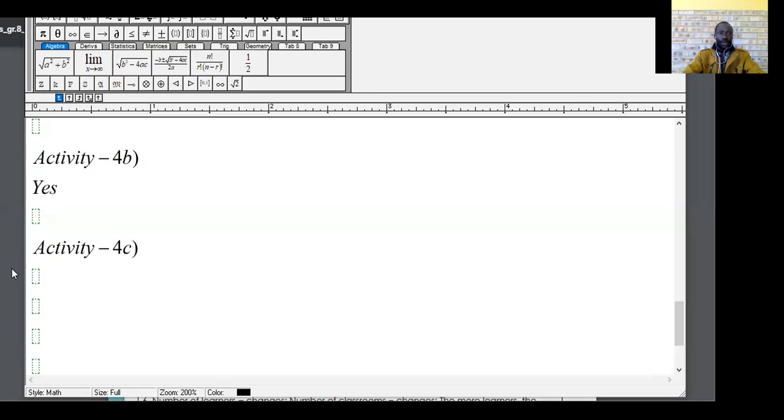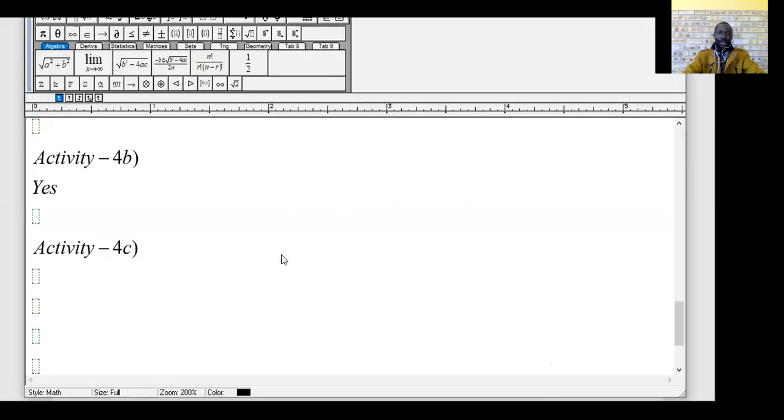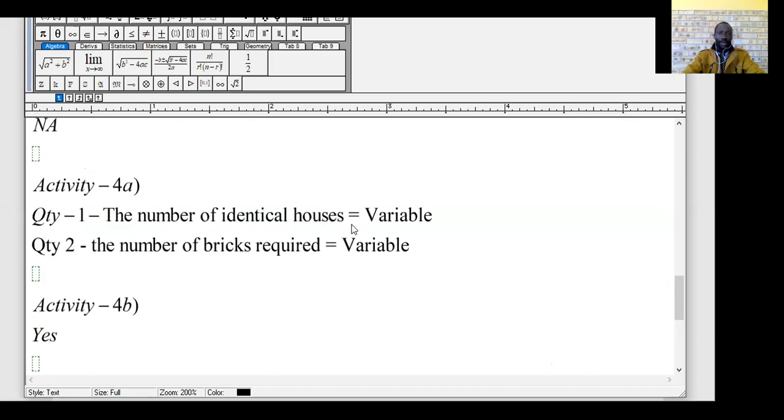Yes, for this question, which is question 4, the number of houses to be built and the number of bricks required. The number of houses to be built changes as the number of what? The number of bricks required. So the two quantities are the number of identical houses and the number of bricks required. We have seen that these change. They are known as variable quantities, they can change.